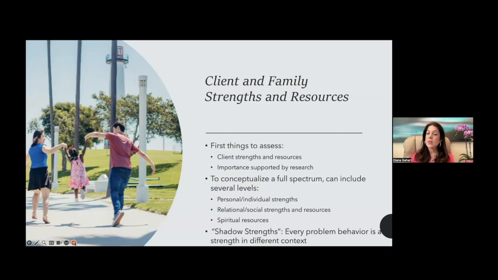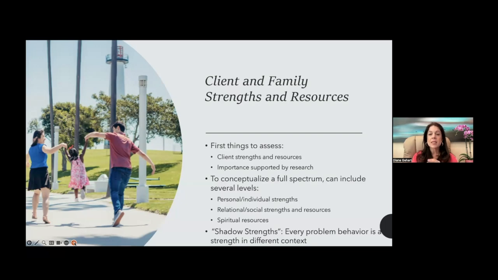And to conceptualize the full spectrum, we look at personal individual strengths, such as maybe getting good grades, being successful in work, showing up, and maintaining a consistent working career path for many years. They've got a good sense of humor, whatever their individual strengths are. Then we look at their family, relational and social strengths. Do they have a connection with anyone in their family? Do they have a social network? Do they have extended family who support them? And then also looking at spiritual resources.